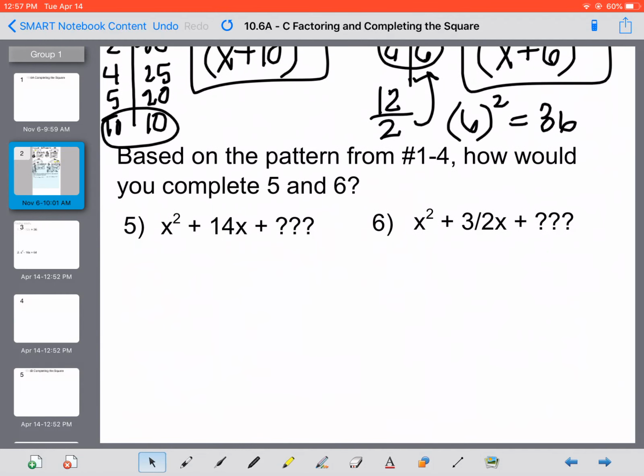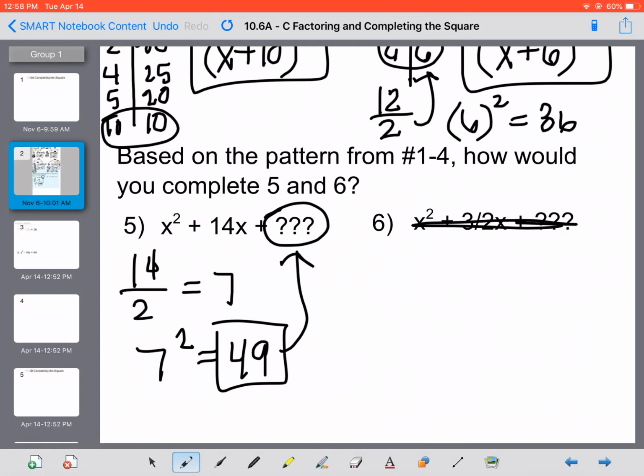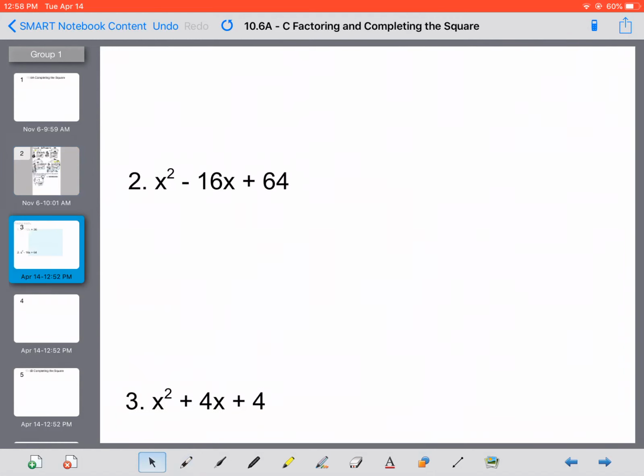So if you look at number 5, what do you think is going to be our C value here? Well, if I do 14 divided by 2, I get 7. So then 7 squared is 49, which means 49 is my C value. Okay, we're not going to work with fractions today, so we're going to skip number 6. But let's practice just factoring in general.